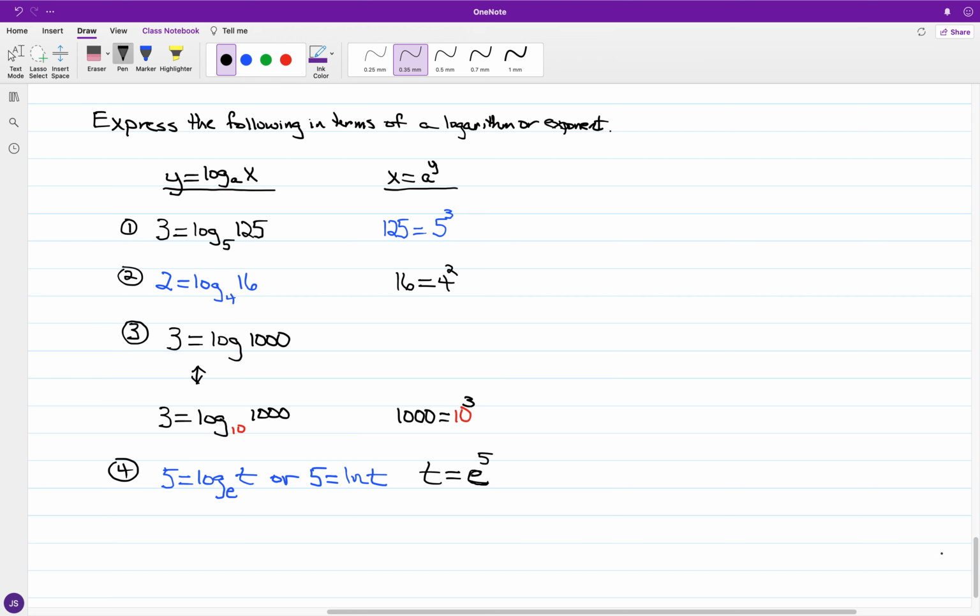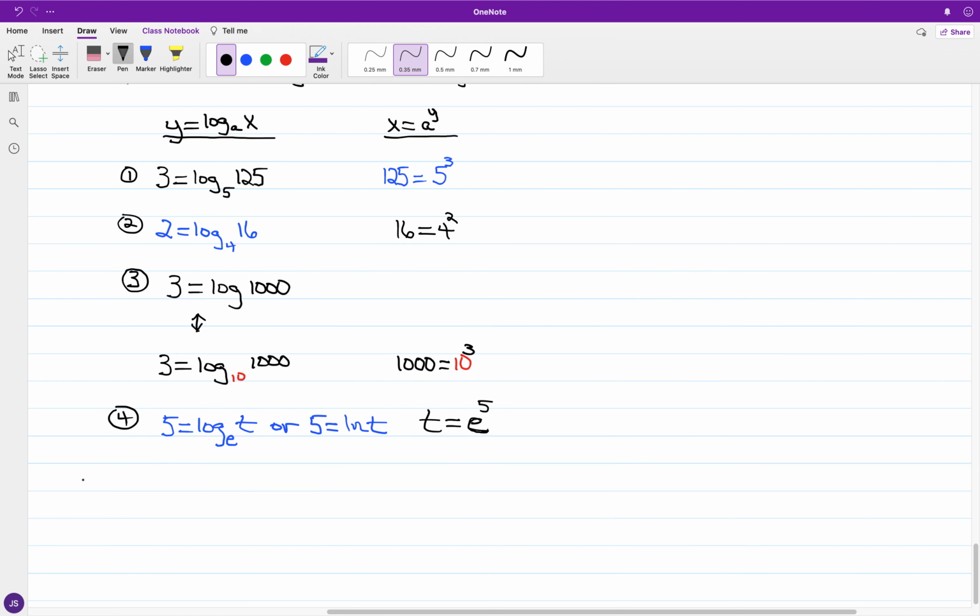All right, now we might have more than one term to represent any one of y, a, or x. Okay, and let's say we have something like 2y plus 4 is equal to the base 5 logarithm of u.